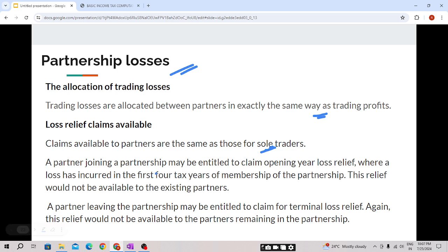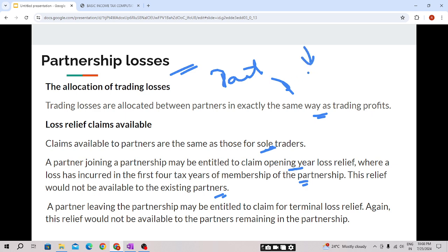A partner joining a partnership may be entitled to claim opening year rules loss relief, where a loss is incurred in the first 4 years of the membership of the partnership. This relief would not be available to an existing partner. So students, the loss reliefs available to the partners are the same as those of the sole trader.